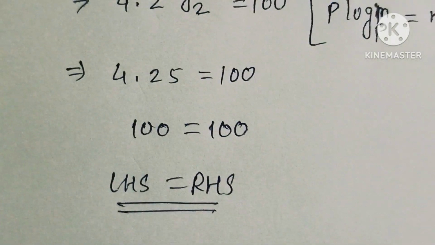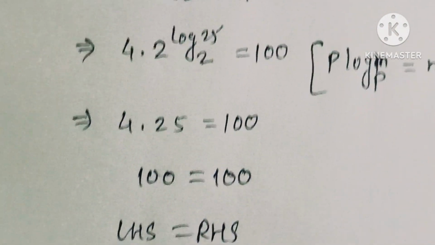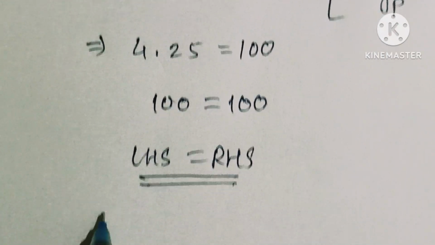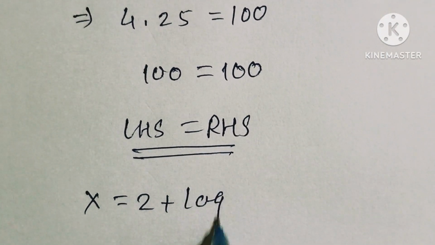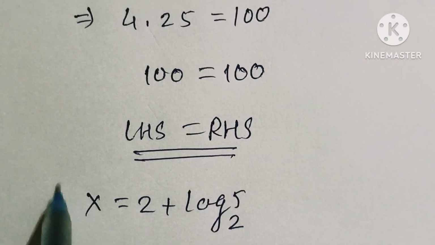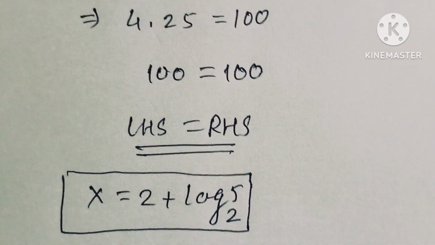Okay, so it is verified that the value of x is 2 plus log of 5 to the base 2. This is the value of x, verified.